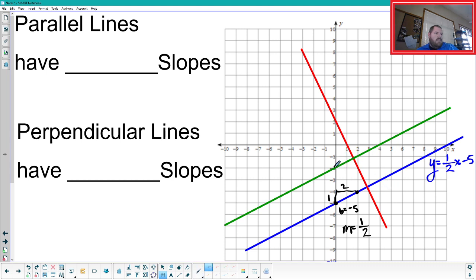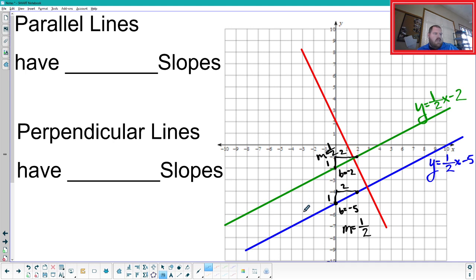Let's look at the green line. It goes through this y-intercept, b equals negative 2, and it goes up 1, and it looks like it goes over 2. It looks like it goes through right there. So 1 over 2. So my slope is 1/2 again. Making my equation with my slope at 1/2, 1/2 x, and a y-intercept at negative 2. Okay.